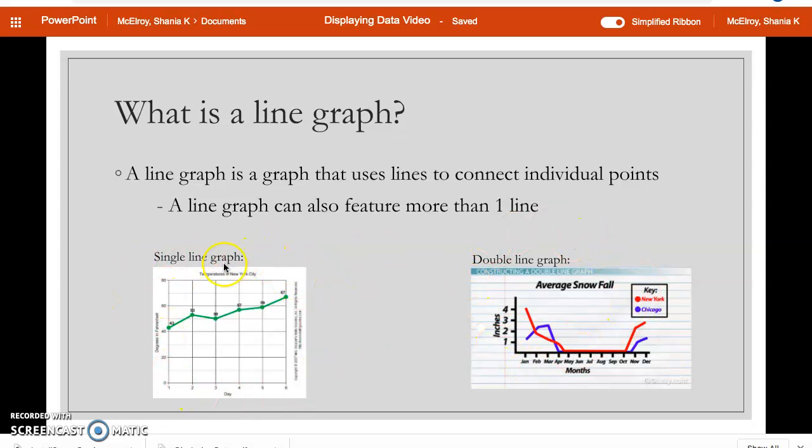The single line graph is showing the temperature in New York City over the time span of 6 days. And then the double line graph is showing the average snowfall in New York City and Chicago over a 12-month period. So New York is the red, and then Chicago is the blue or purple color.